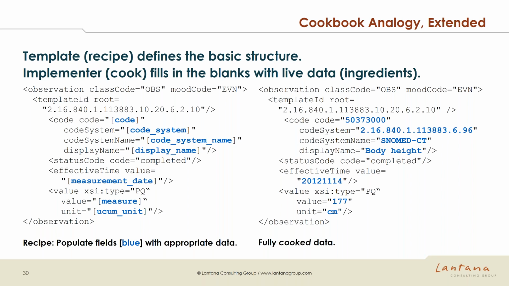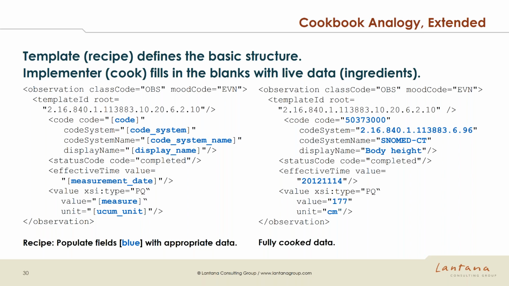So the stuff here that's highlighted in blue represents the variable data that an implementer would need to populate with their own live data, with their own data from a specific patient encounter, for instance. Everything else that's in black, you can think of as boilerplate text that the implementer can just put into their system and then populate those blue values.